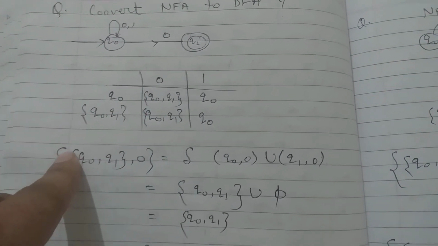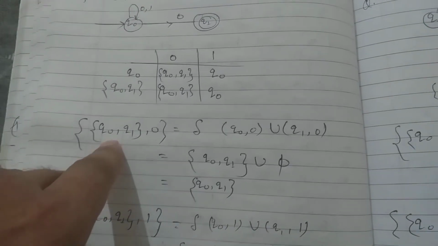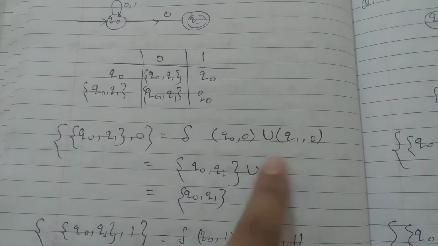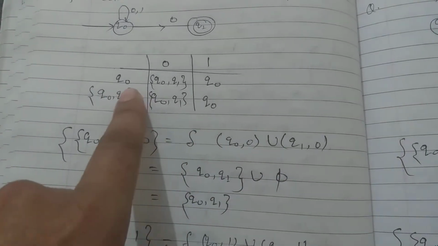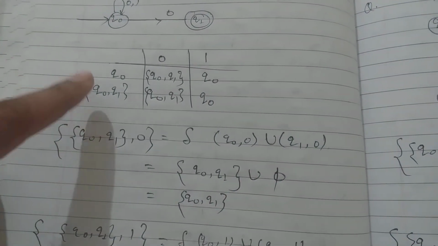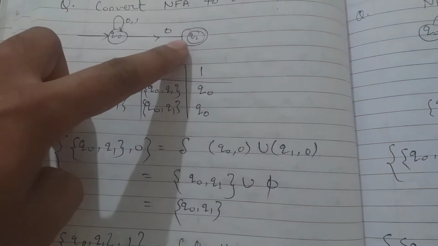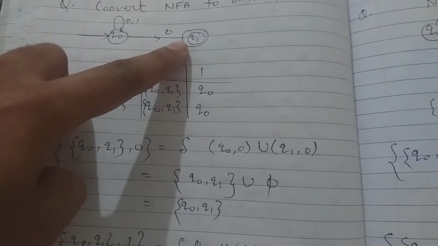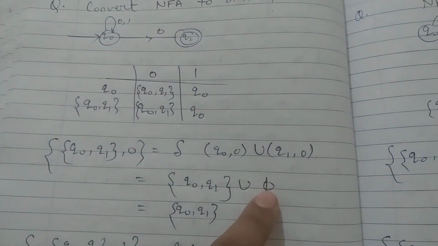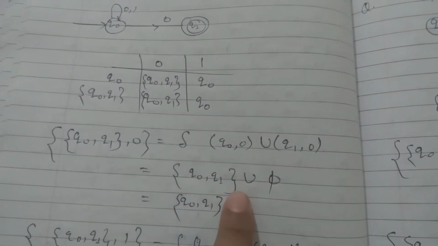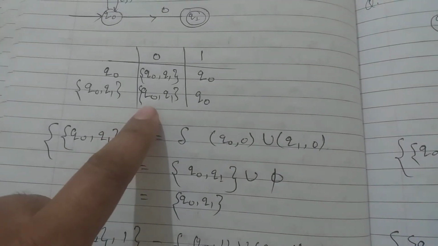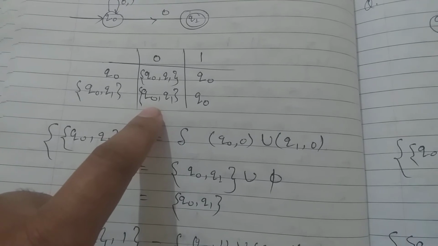How we have derived it, you can see here. For q0 q1, when given input 0, the transition is q0 on 0 union q1 on 0. For q0 and 0, we get q0 q1. And for q1 and 0, we don't have any transition from q1, that's why we have a null value, that is phi. So the union of both of these gives q0 q1, so we write q0 q1.